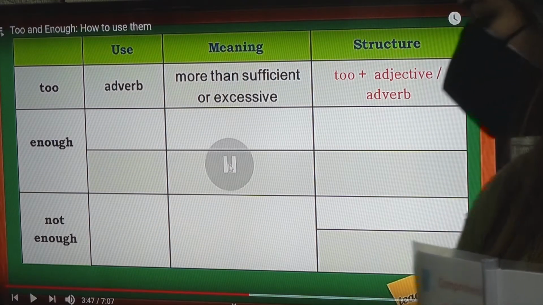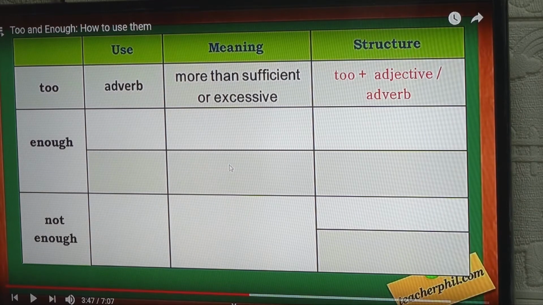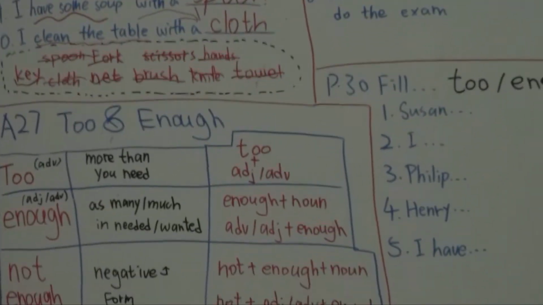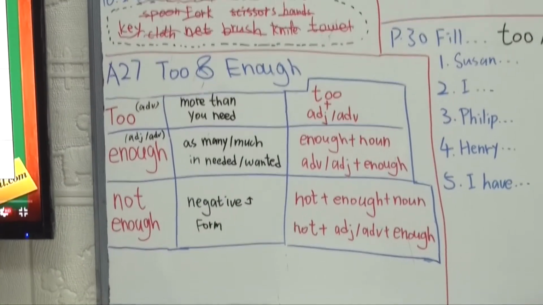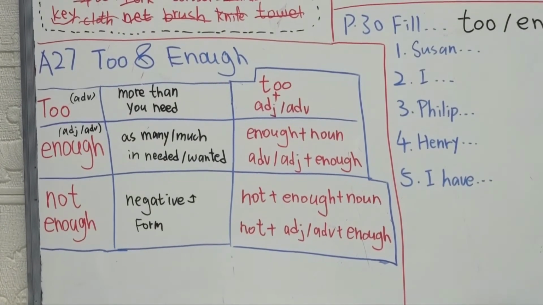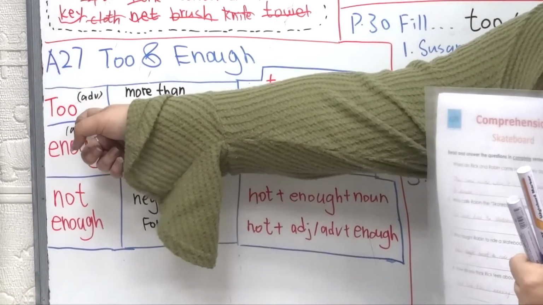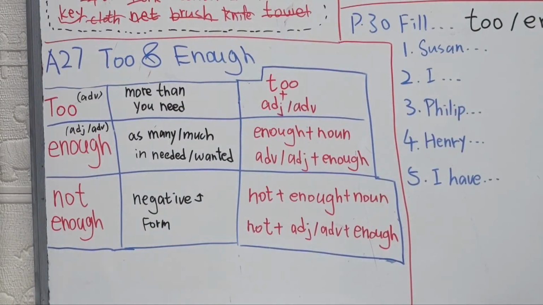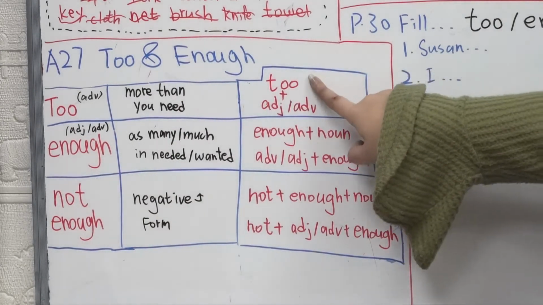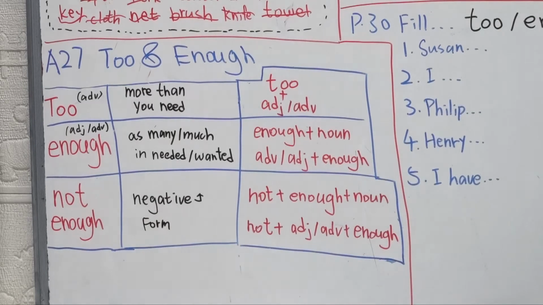So I think you're getting bored of it. So I have drawn an easier table for you to understand. Let's look at the board over here. As you know, too and enough have different meanings, right? So too is used as an adverb. It is used when something is more than you need. And the form of too is very simple. Too is followed by an adjective or an adverb.